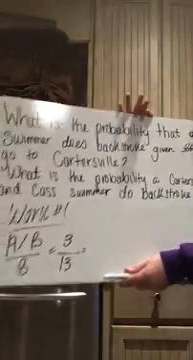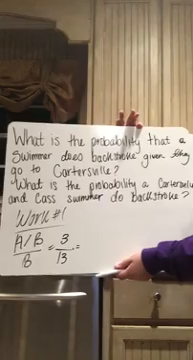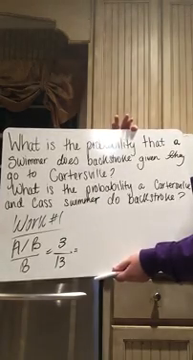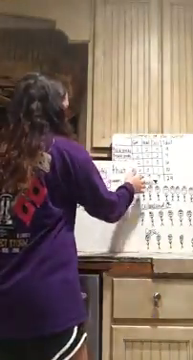So now we're going to look at the problems. What is the probability that a swimmer does backstroke given that they go to Cartersville? What is the probability a Cartersville and Cass swimmer do backstroke? So we're going to go ahead and look at the problems.